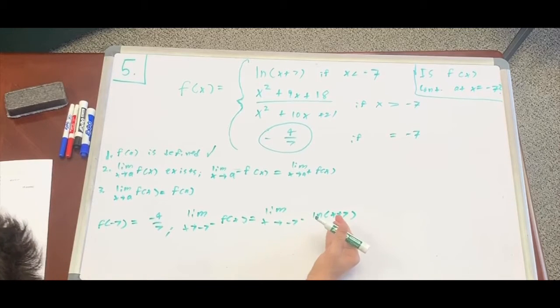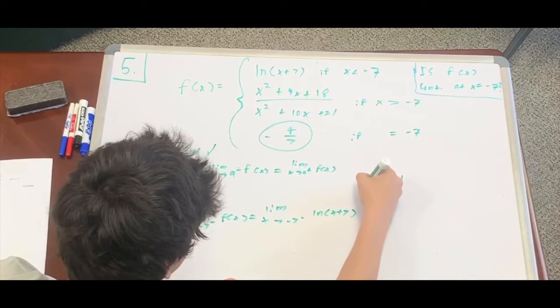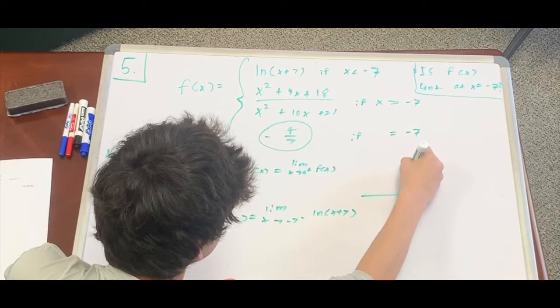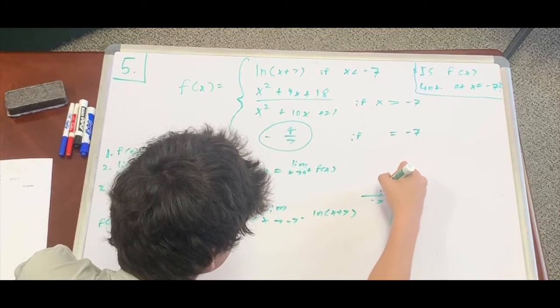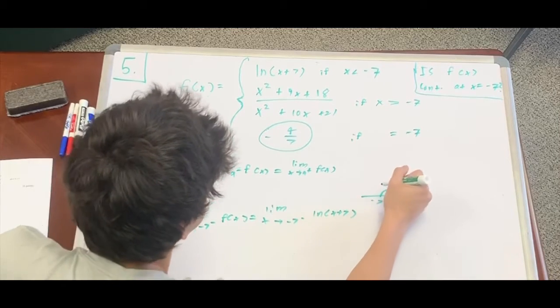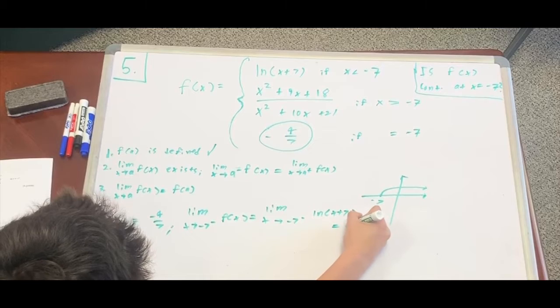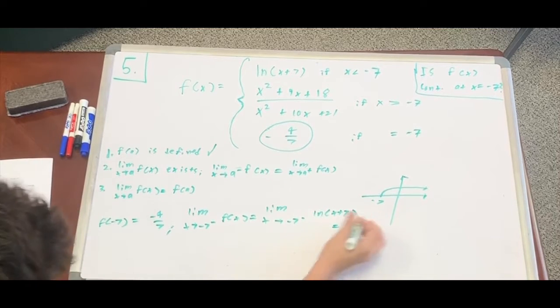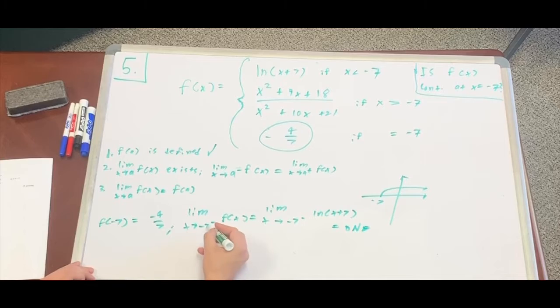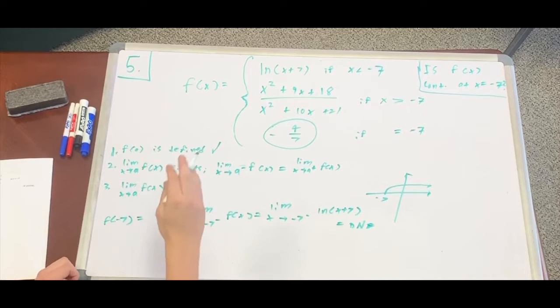And this may be hard to visualize numerically, but if you graph the natural log of x plus 7, it looks something like this. So from the left, it does not exist. From the right, it equals -infinity, but the left doesn't exist. So therefore, this does not exist, which I'll abbreviate as DNE. And since this doesn't exist, then the limit itself as x approaches -7 of f of x also doesn't exist. So since that criteria is not met, then the function is discontinuous at the point.